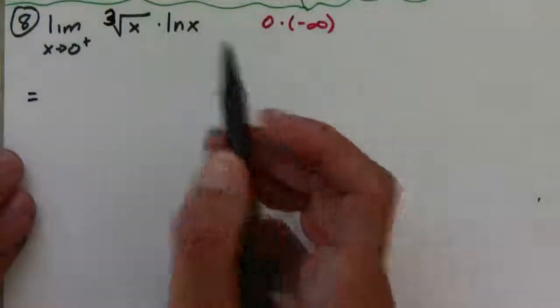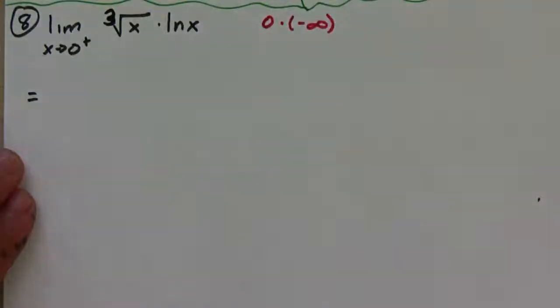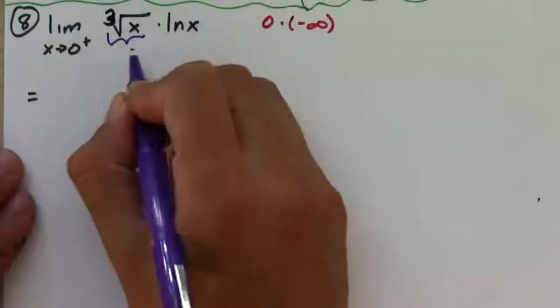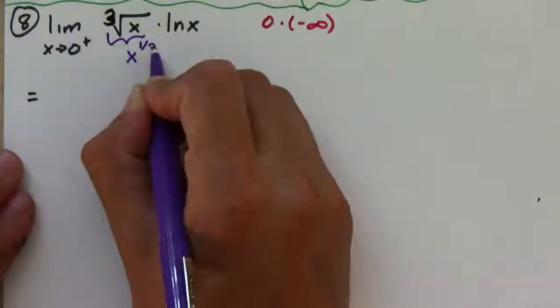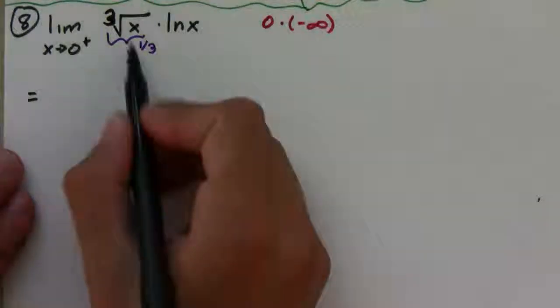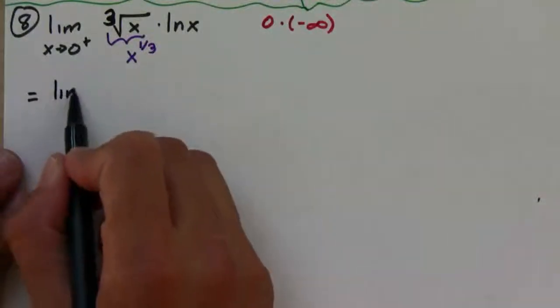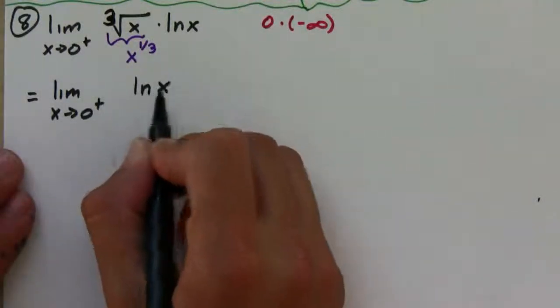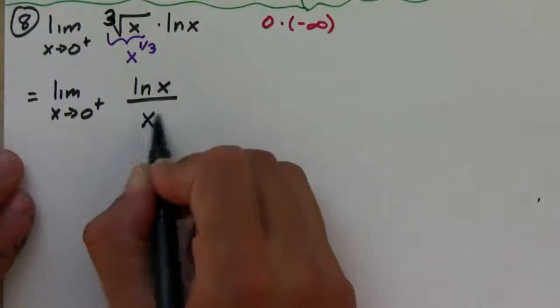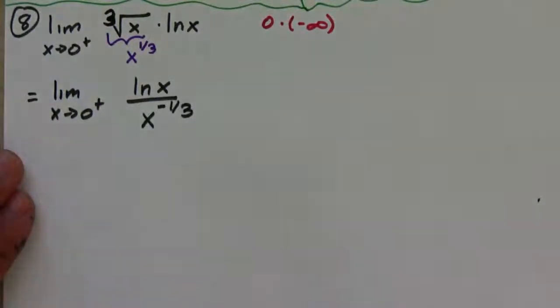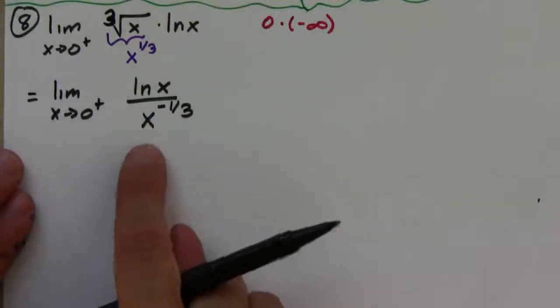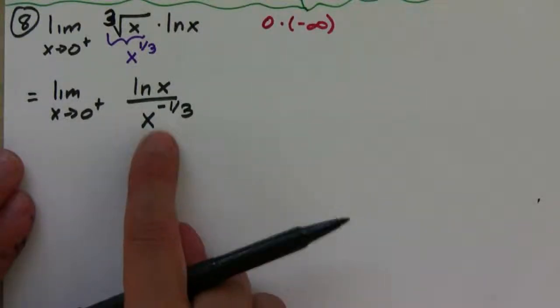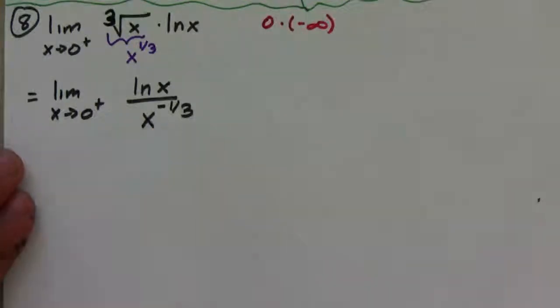So why don't I write, this cube root of x, remember this is x to the 1/3. So I'm going to bring this one down. So what I'm going to have is the limit as x goes to 0 from the right. I'm going to leave natural log of x there, and then I'm going to bring x to the negative 1/3 down. If you want, you can write it as 1 over x to the 1/3 as well, but since we're getting the derivative, I might as well just leave it as a negative exponent, because it makes the derivative easier to find.